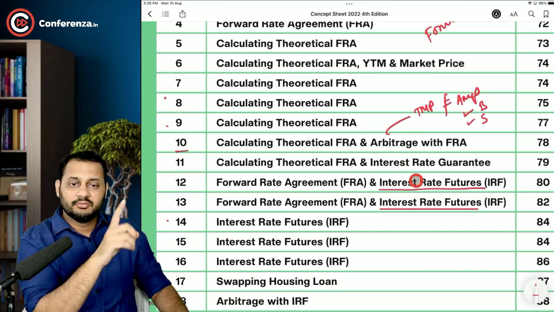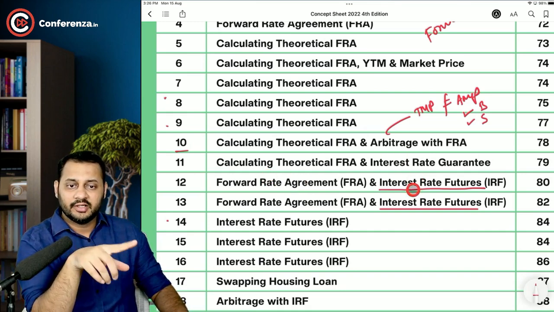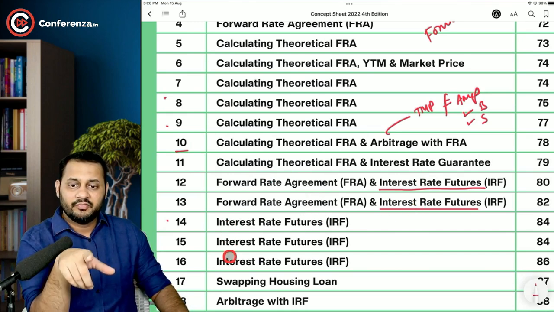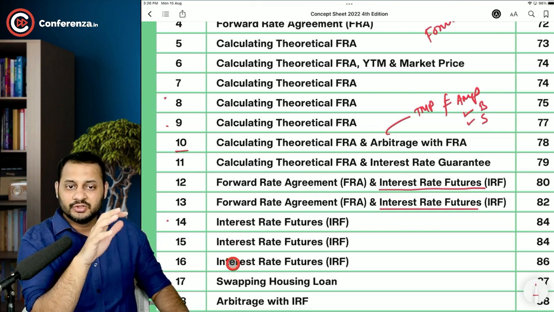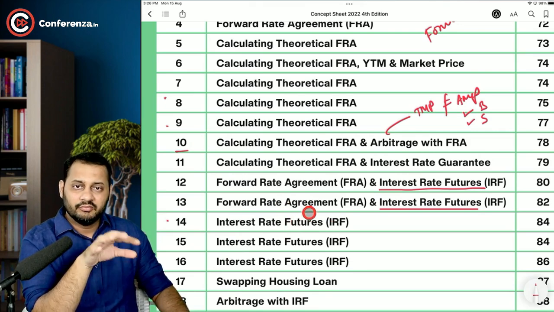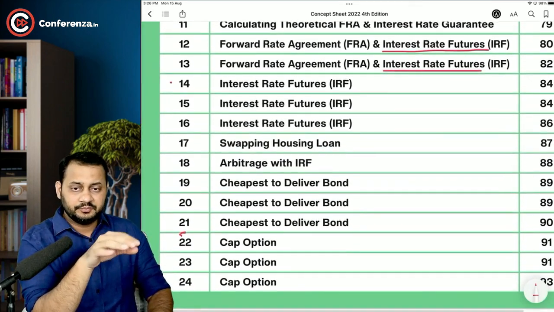Okay, so question number 12 will be on the FRA and interest rate futures again. Then 14, 15, 16, you can clearly see it is all on interest rate futures. So we'll discuss that as well. This is going to be a little difficult part to understand. We will focus on the concepts.